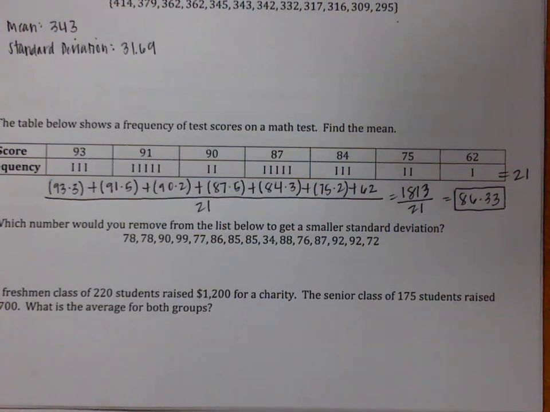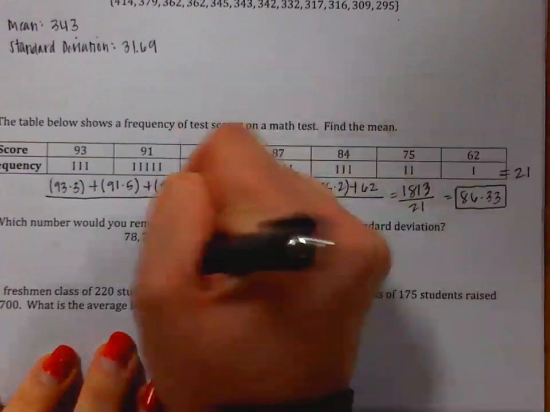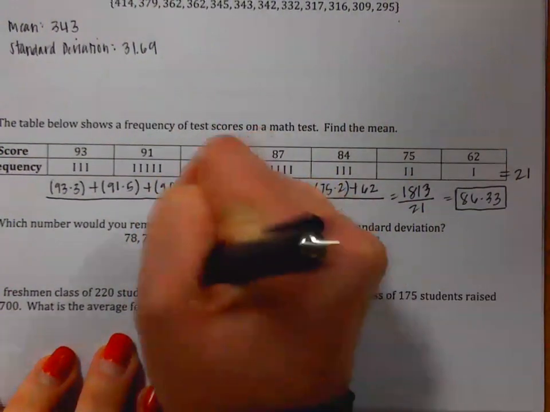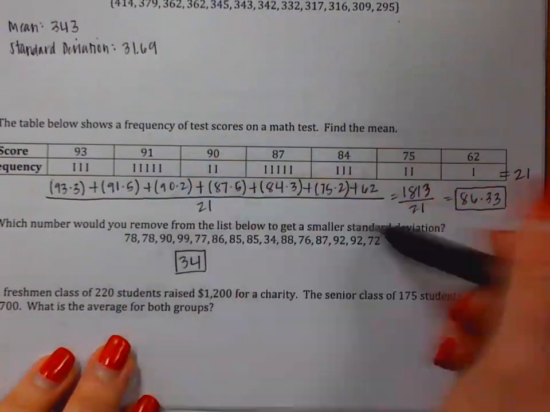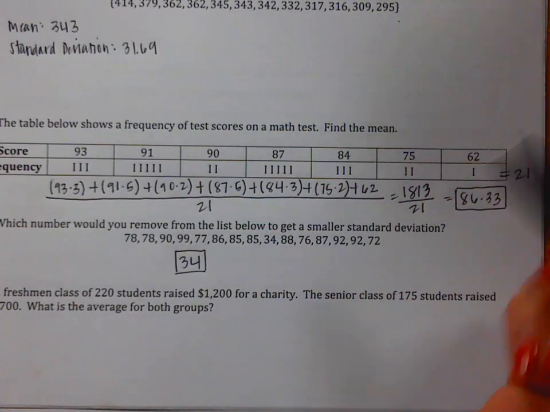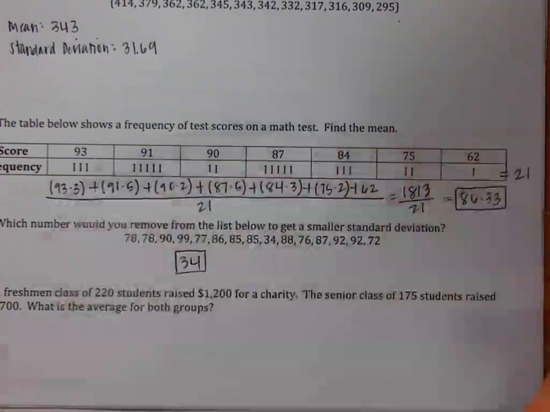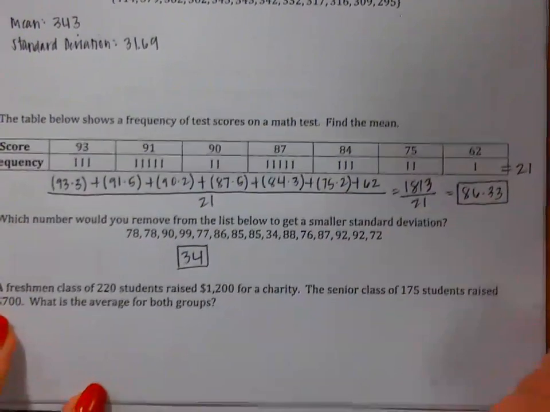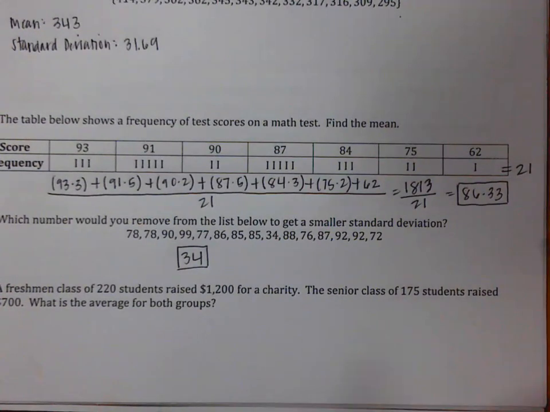Okay, you should be coming back. You should have thought about it, and hopefully you thought about 34. 34 is way off from all the other data values, so it's considered an outlier. And so it's going to make the standard deviation much larger versus if we had just taken it out.